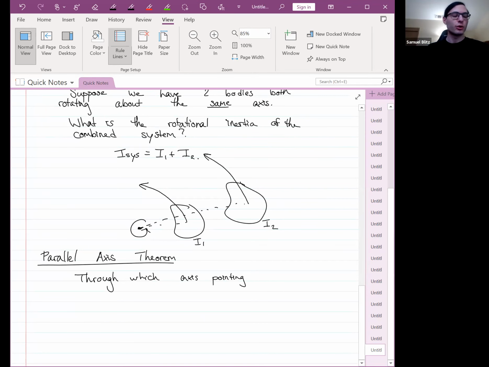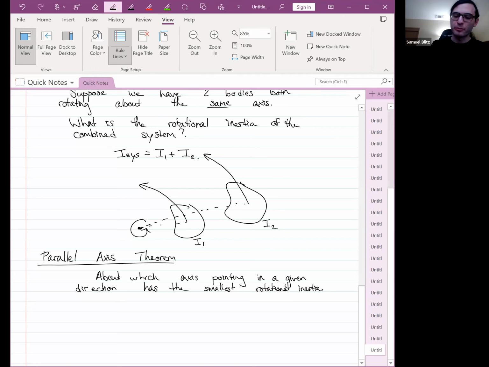Okay, so we might have the question, about which axis pointing in a given direction has the smallest rotational inertia. That's terrible English. I'm sorry. I'll explain what I mean in just a moment.